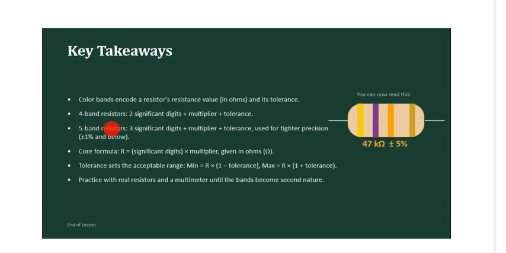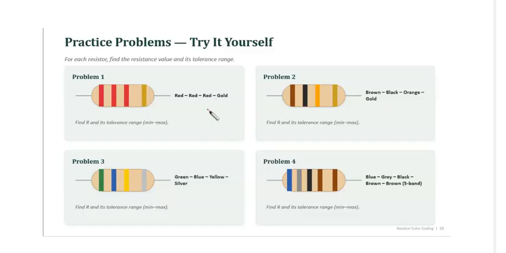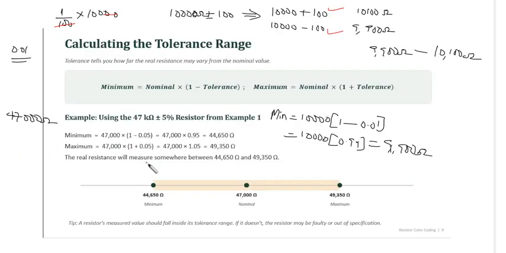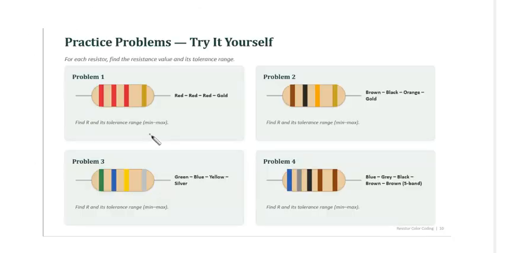Then if it's a 5-band resistor, the first three colors will now serve as the digits. The fourth color serves as the multiplier, and then the fifth color serves as the tolerance. All right, and then we apply the formula that we have seen in this explanation. So that's how to calculate the tolerance value of resistors.